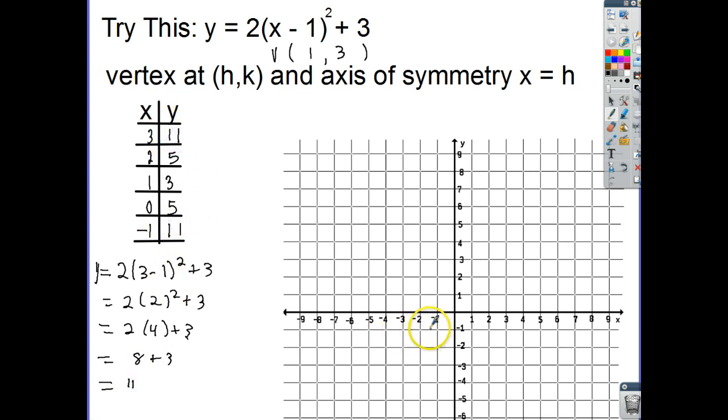Let's graph these. It looks like I'm going to go off the graph just a little bit, but I think we can figure out where it goes. So we have 3. Now this would be 10 right about here, so 11 is going to be up here. That's going to be a point on my parabola. (2, 5) would be a point right here. (1, 3) is the vertex. (0, 5). And (-1, 11), and I guess I'm going to put it about right there.